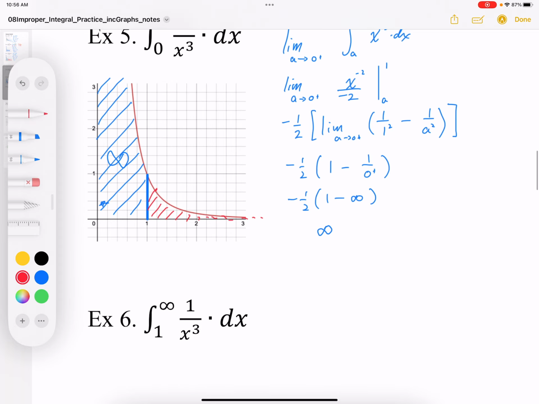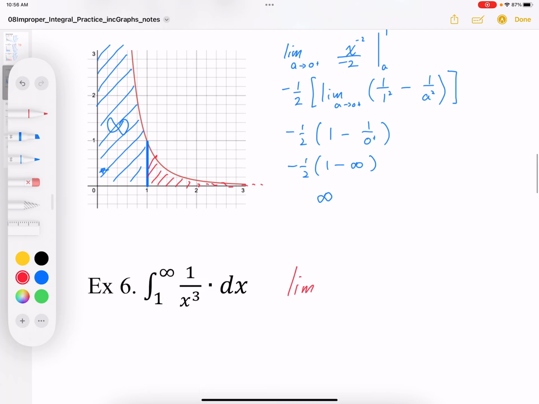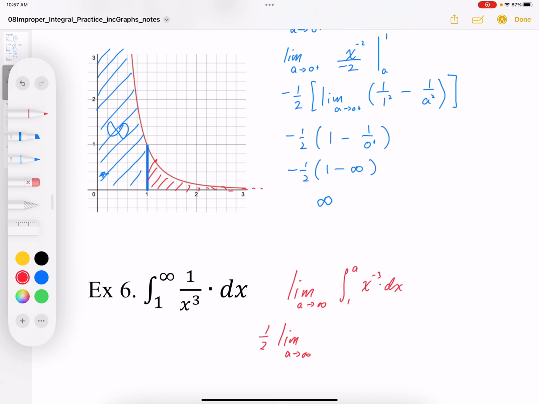We're going to do the same thing, but you just change the bounds. We're going to have the limit as a approaches infinity of the integral from 1 to a of x to the negative 3 dx. So this is going to be the exact same antiderivative, limit as a approaches infinity. We're going to factor out the negative 1/2 like we did before, and we're going to end up with 1 over x squared, and we're going to use these bounds of 1 to a.